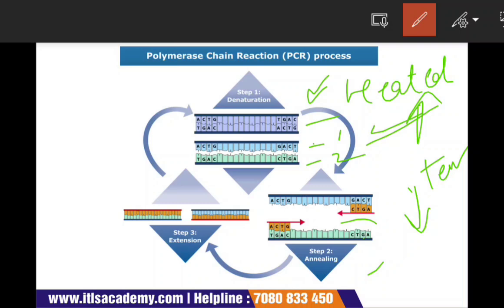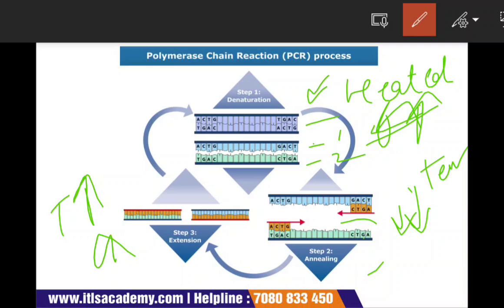Now the third step: in the first step the temperature was high, in the second step the temperature was low, and again in step 3 the temperature is high. The temperature is raised again, and the new strand of DNA is made by the Taq polymerase enzyme. Which enzyme is used in making the new DNA strand? That is Taq polymerase.